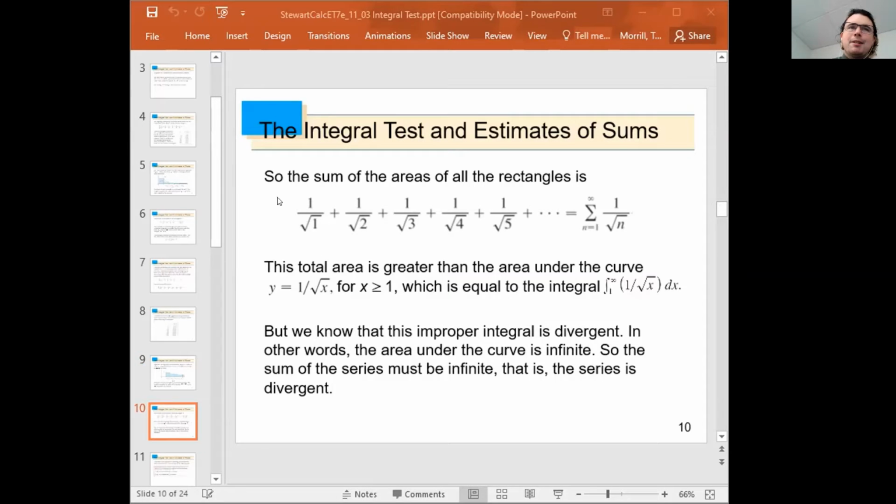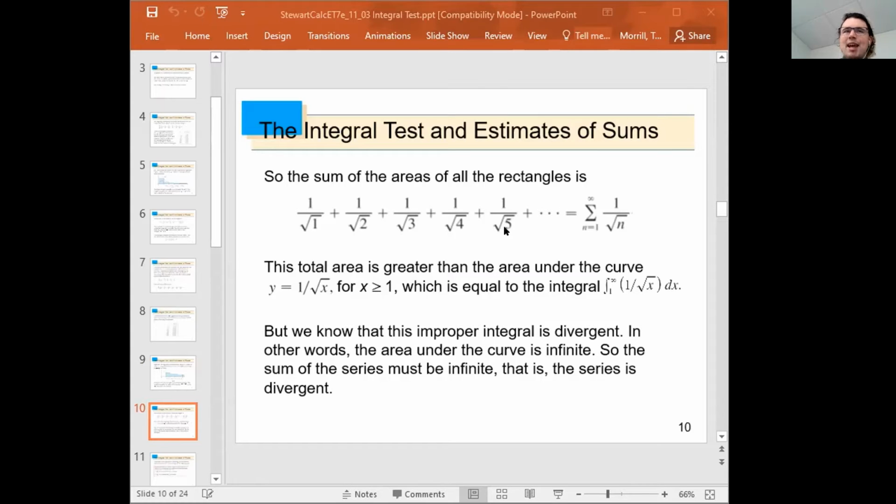Well, I know that this series has to be greater than or equal to the value of this integral, but this integral diverges. So if I was going to do my improper integral here, I would need to look at a finite interval, and I would take my antiderivative and try to evaluate it there. But in the limit, this improper integral diverges. So the series also has to diverge.